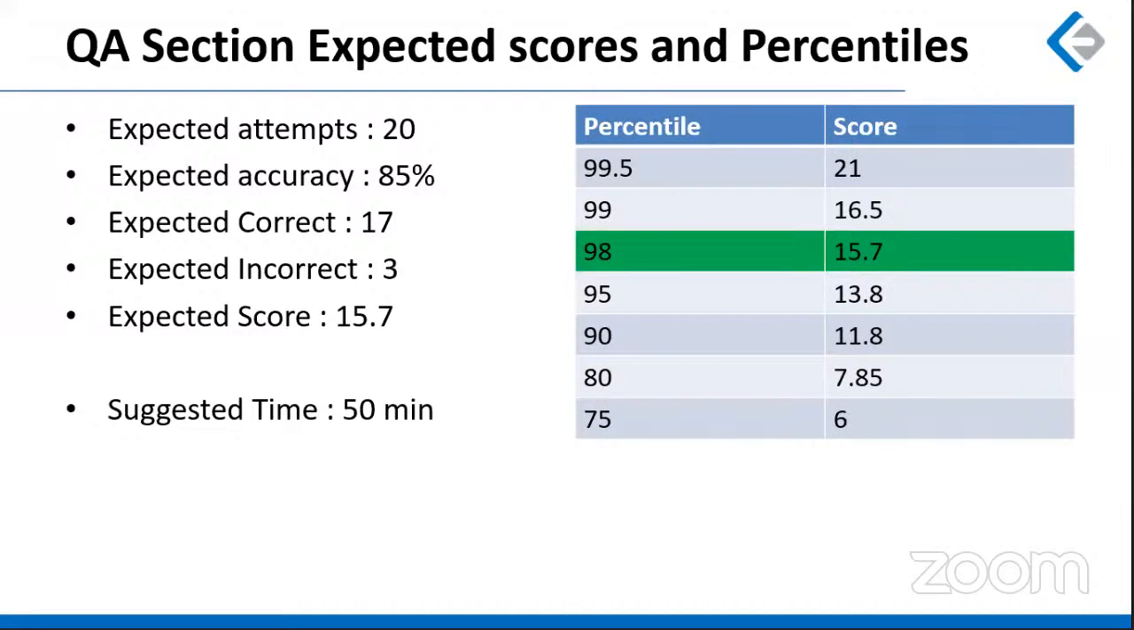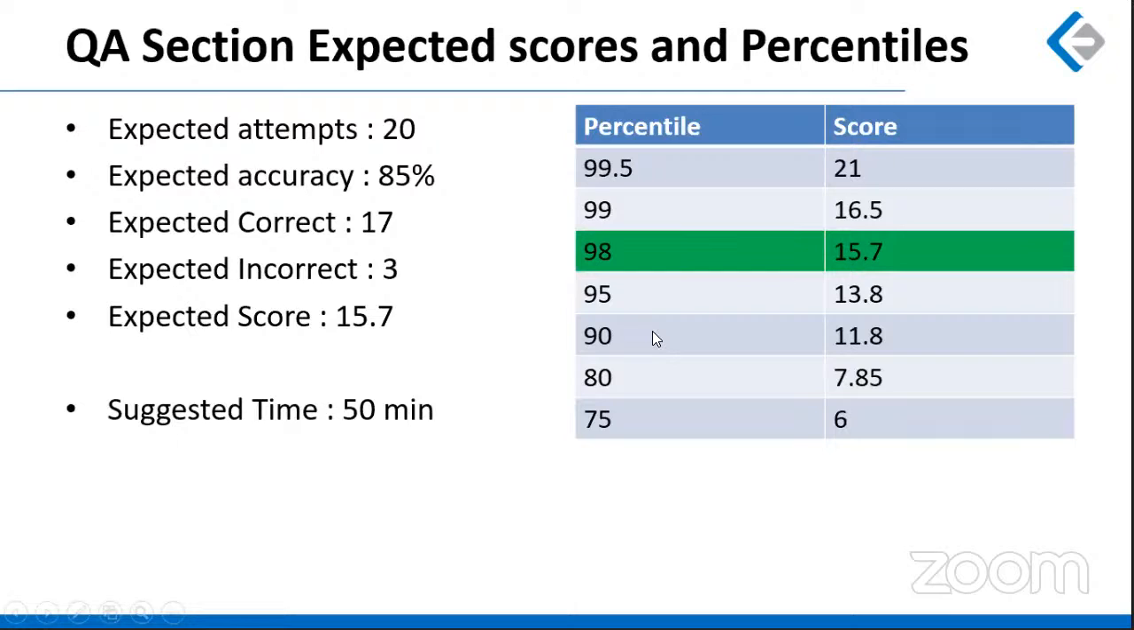As explained, 15.7 is your 98 percentile. The other values like 95 percentile, 90 percentile are available at 13.8 and 11.8 respectively. 80 percentile, 7.85, 75 percentile is the 6 mark. For a lot of colleges, for sectional cutoff, 75, 80, and 90 will work as important benchmarks. So, for example, XLRI BM will ask for approximately 90 percentile cutoff. So, 11.8 is the score that you need to consider for that.